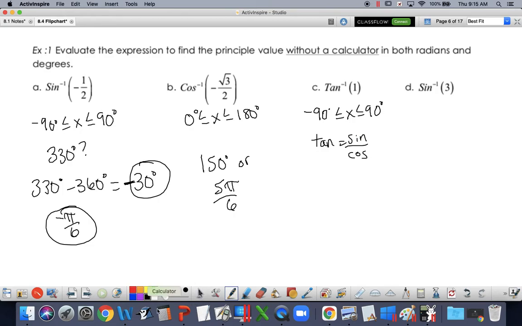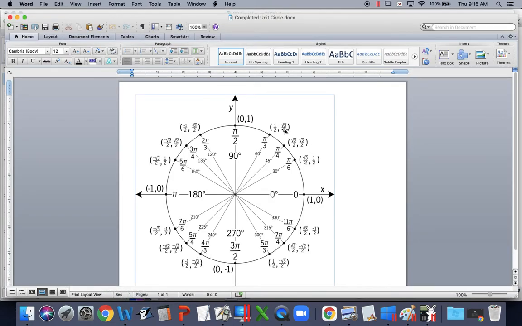So let's go ahead and look at our unit circle and figure out which angle has the same sine and cosine. Well, it's right here. It's 45 degrees. So 45 degrees or pi over 4.